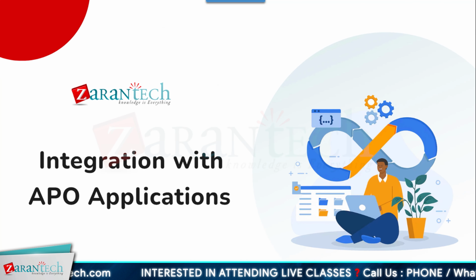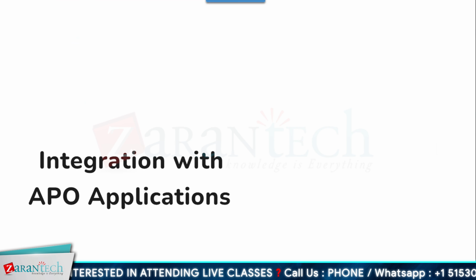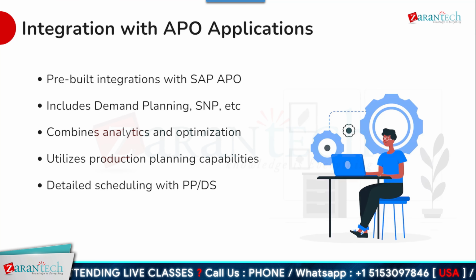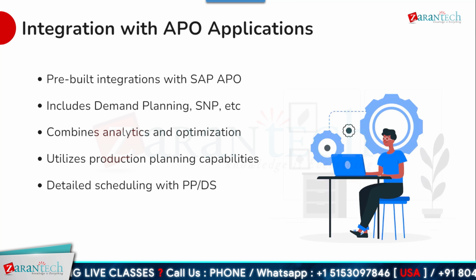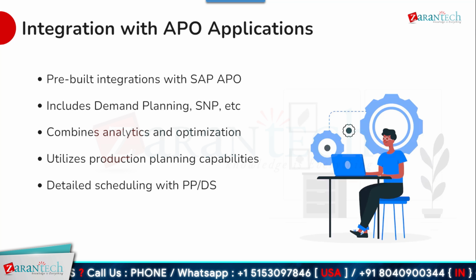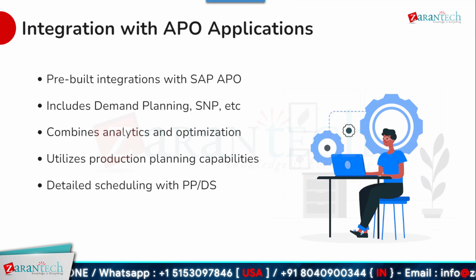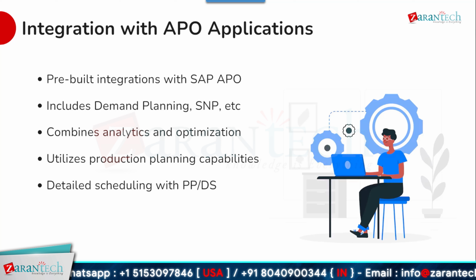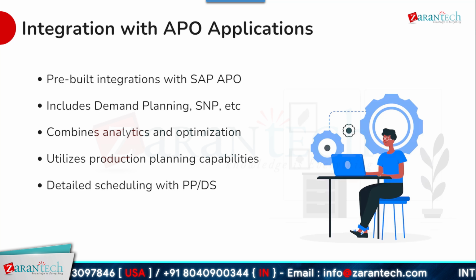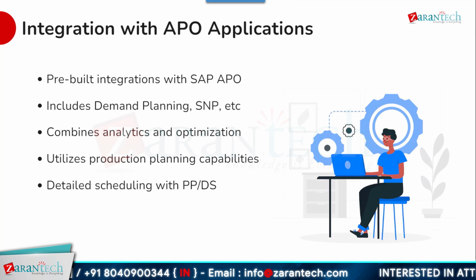Now here, moving forward, we can look into the integration with APO applications. So PPDS in S4HANA offers a seamless integration with SAP Advanced Planning and Optimization, that is APO applications. It includes some pre-built integrations with APO modules such as demand planning and supply network planning, that is SNP. So this integration combines the analytical capabilities of APO with the detailed scheduling functionalities of PPDS.